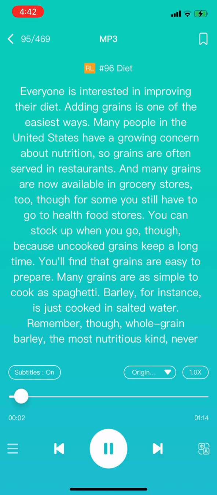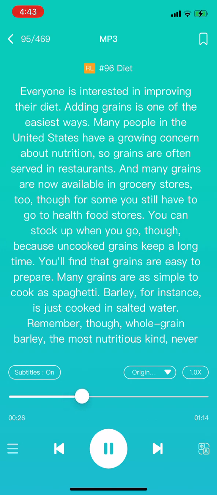Everyone is interested in improving their diet. Adding grains is one of the easiest ways. Many people in the United States have a growing concern about nutrition, so grains are often served in restaurants. And many grains are now available in grocery stores too. Though for some, you still have to go to health food stores. You can stock up when you go, though, because uncooked grains keep a long time.